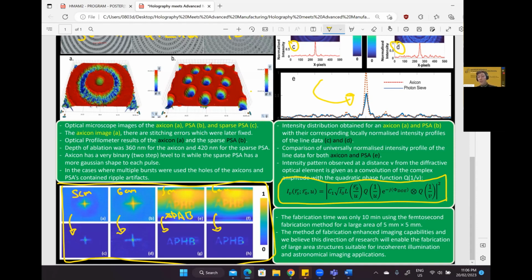The method of fabrication enhanced the imaging capabilities, and we believe this direction of research will enable the fabrication of large area structures suitable for incoherent illumination and astronomical imaging applications.